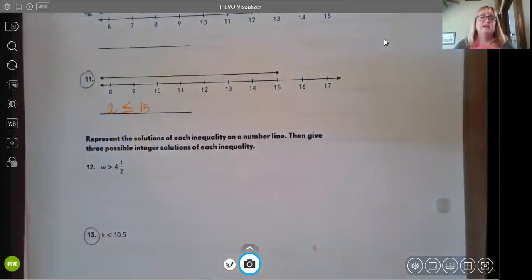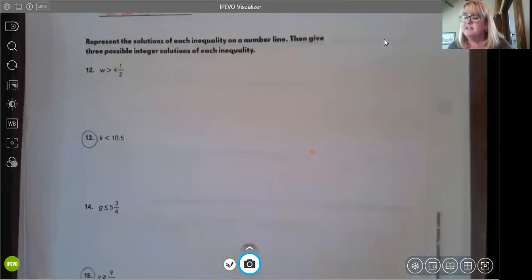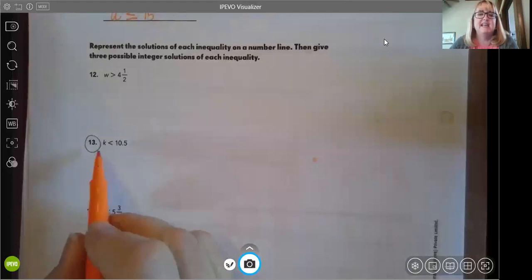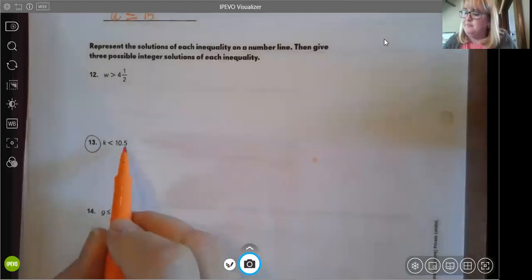All right. The next part says represent the solutions of each inequality on a number line. Then give 3 possible integer solutions of each inequality. Okay, in layman's terms, it's asking you to graph the solution set. And when it says give 3 possible integer solutions, that means whole numbers, no fractions, no decimals, just whole numbers. So it says K is less than 10.5.